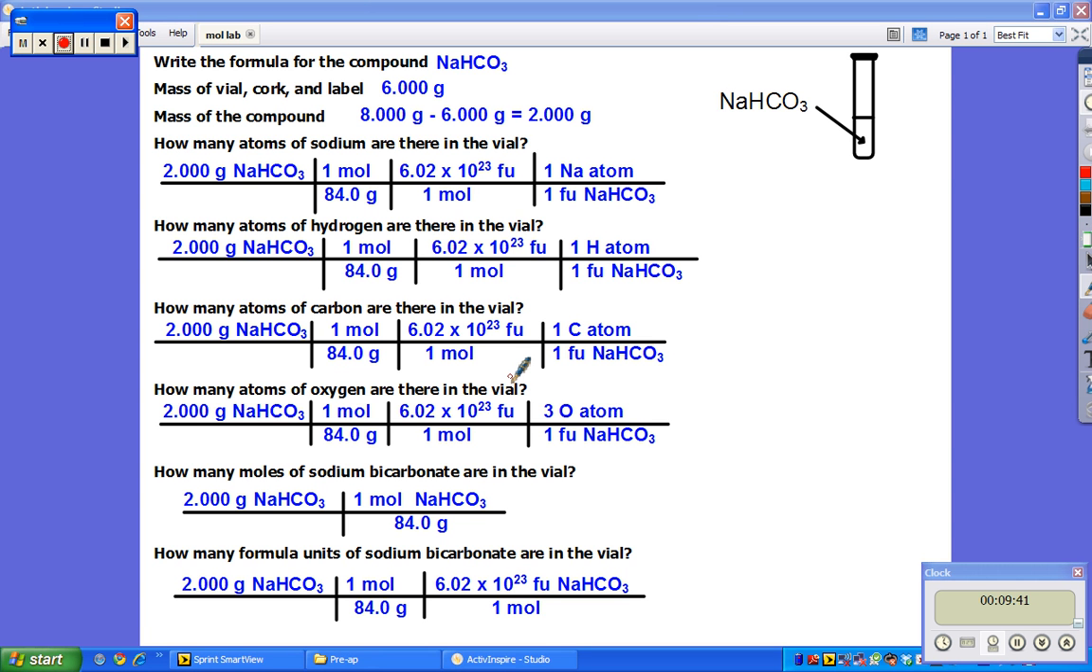Okay, here's a little help on the mole lab. Since it's going to be a little bit difficult for you, just getting some of the terminology together, I thought I'd put this together to help out.